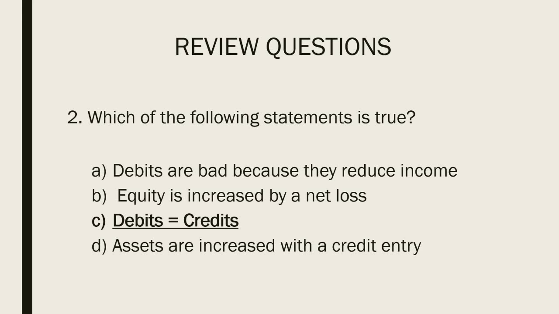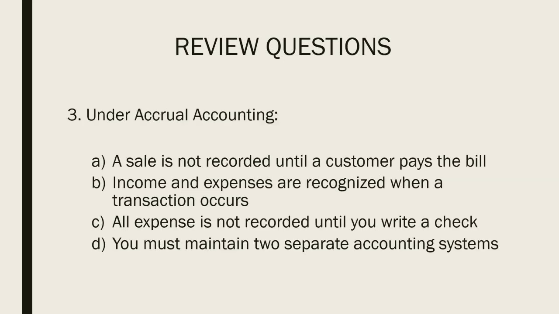No, it's not. And then last but not least, D says assets are increased with a credit entry. No, if you look at the accounting model once again, you're going to learn that assets are not increased by a credit. They are increased by a debit. So in this case, letter C is correct.